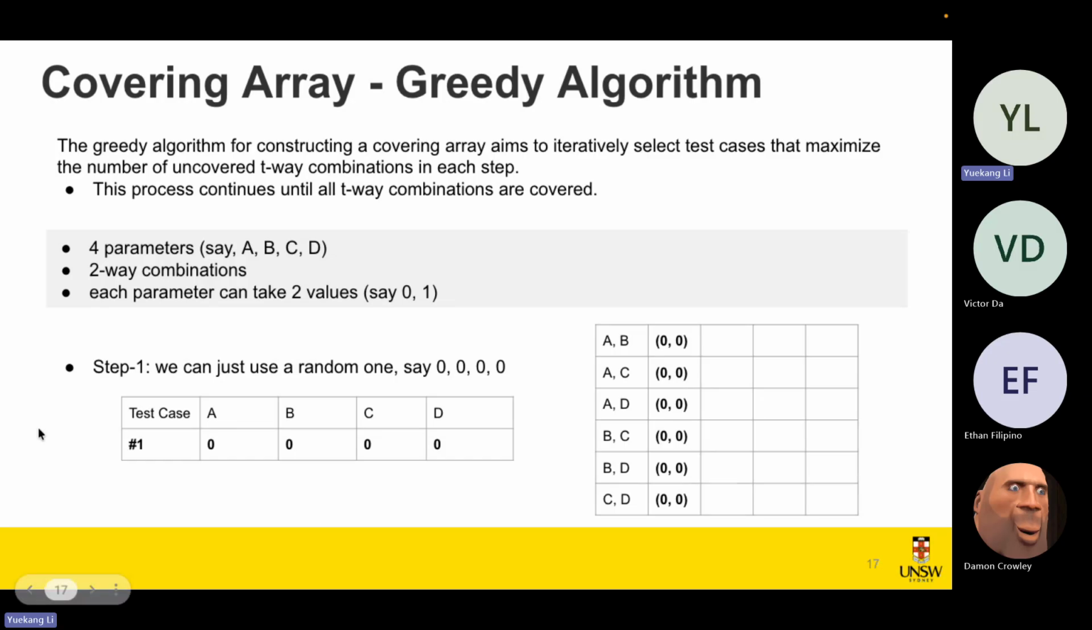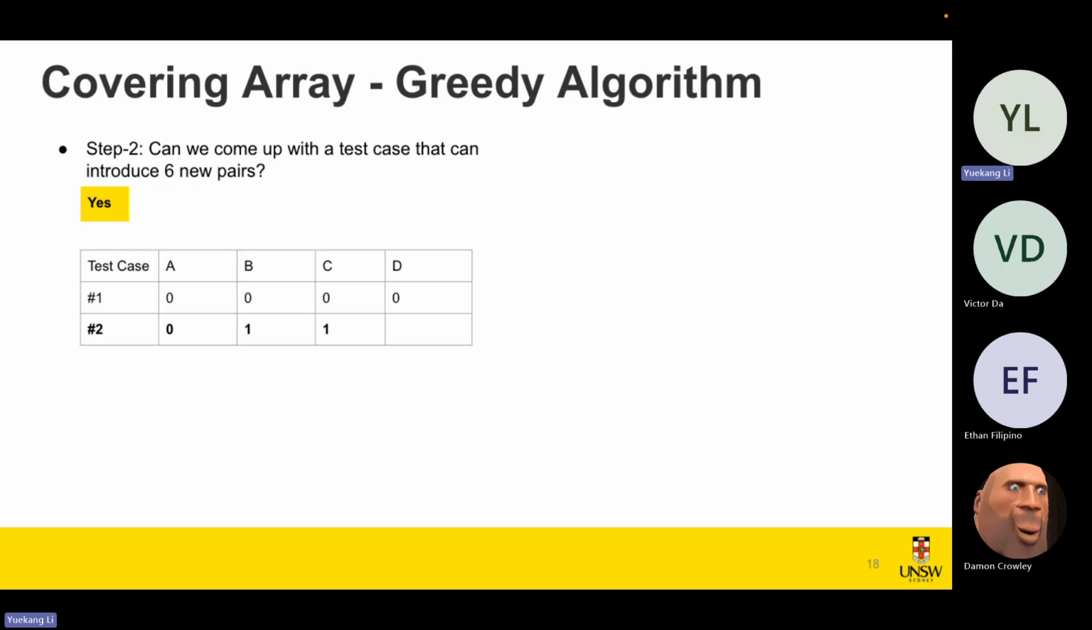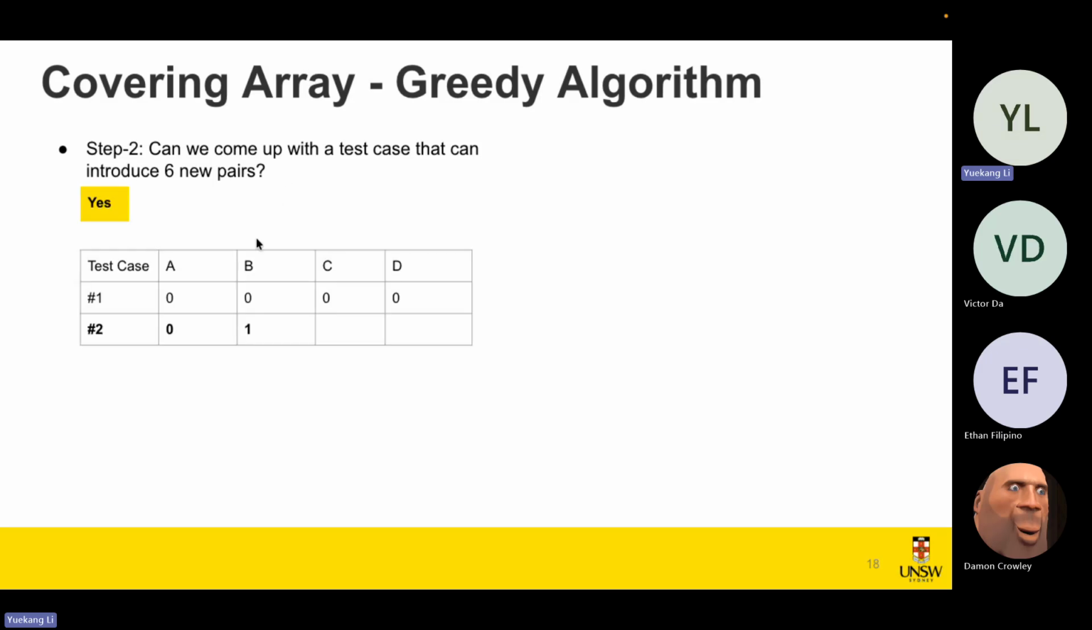So let's continue. Let's try to grow this covering array by finding the next test case greedily. So the next step is, can we come up with a test case that can introduce 6 new pairs? And the quick answer is yes. And let's see why. I think I spoiled the animation here.